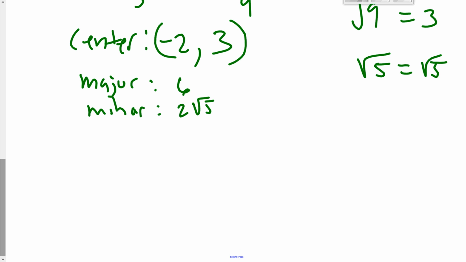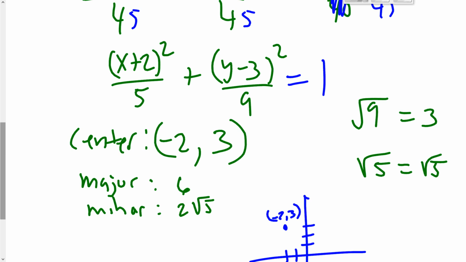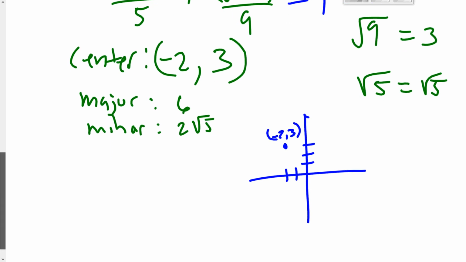Okay, then to graph it, you'd graph your center. Oops, probably shouldn't draw that yet. Erase that. Okay, so we're at negative 2, 1, 2, up 3, 1, 2, 3. There it is, negative 2, 3. And then our major is 6, right? So it's going to be a total of 6 long. So the bigger number is underneath the y. The bigger denominator is underneath the y. So I'm going to go vertical from my center, and I'm going to go up 3. 1, 2, 3. And I'm going to go down 3. So that'd be a total distance of 6, right?